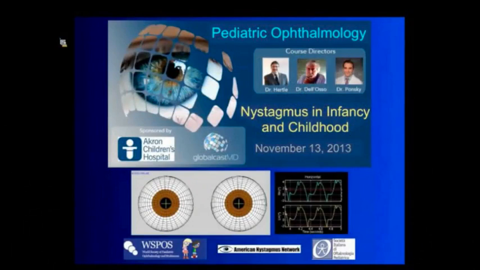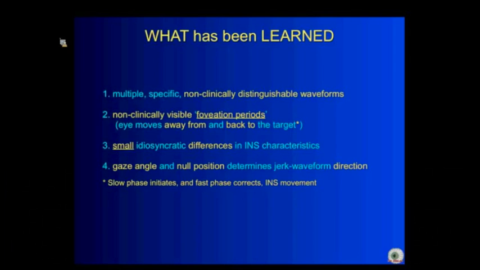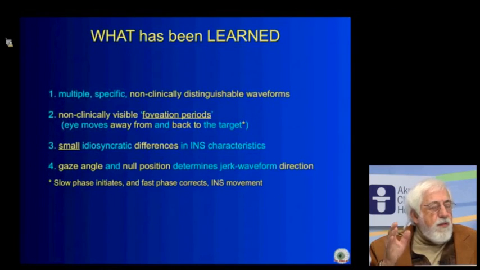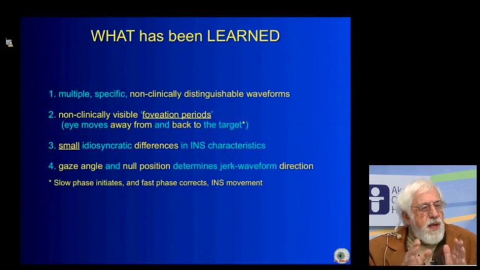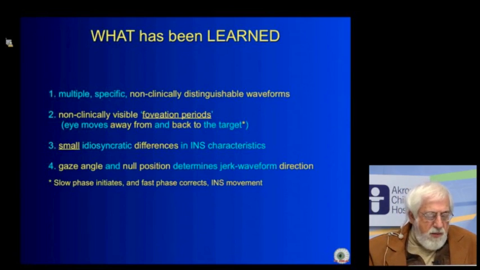I'm just going to start with all the things we've learned about INS. It's non-clinically distinguishable when you just look at the eyes what they're doing. There are foveation periods buried in there. You also can't see them. There are small idiosyncratic differences in the characteristics from patient to patient or even from one gaze angle to another. Where that person is looking with respect to his peak or his null position determines which direction the nystagmus is going to go.